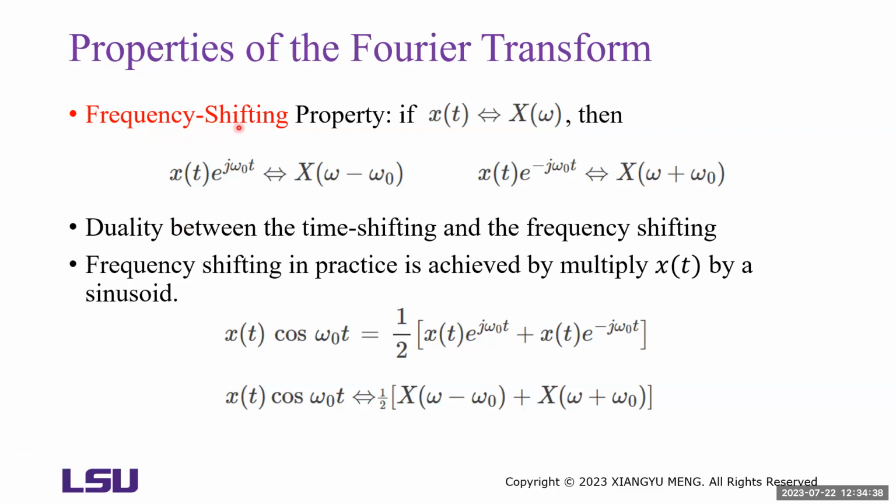Let's discuss the frequency shifting property. If x(t) and X(ω) are a pair of Fourier transform, then the Fourier transform of x(t)e^(jω0t) is X(ω − ω0). If we change ω0 to −ω0, we have this result: the Fourier transform of x(t)e^(−jω0t) is X(ω + ω0). Because e^(jω0t) is a complex function that cannot be generated, frequency shifting in practice is achieved by multiplying x(t) by a sinusoid.